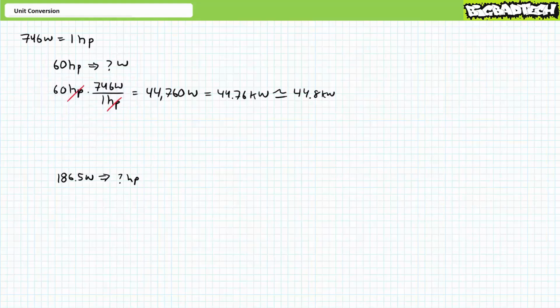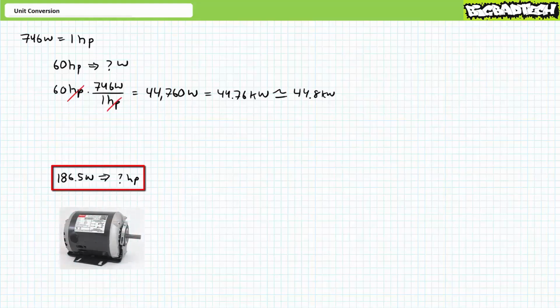The unit you want is watts. The unit we don't want is horsepower. The one we need to multiply is 746 watts over 1 horsepower. 60 horsepower times 746 watts over 1 horsepower. Units of horsepower cancel out, and we're left with 44,760 watts. If we express this number in proper engineering format, it would be written as 44.76 kilowatts. If we're asked to round this to the nearest tenth place, we could say 60 horsepower is roughly equivalent to 44.8 kilowatts.